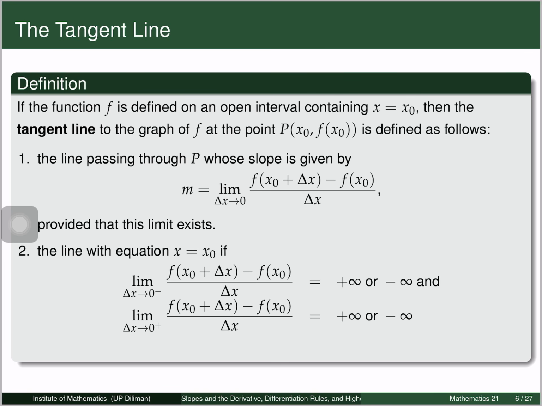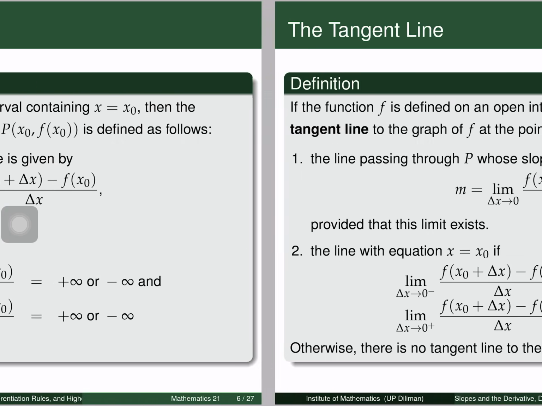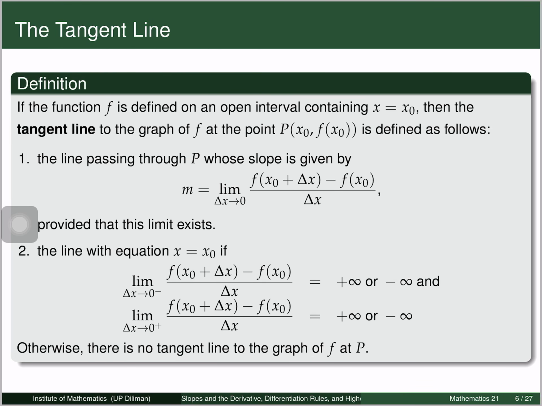If you evaluate the limit of this expression, as delta x approaches 0 from the left at saka right, dapat parehas pupunta yun ng positive or negative infinity. Kung di ito mangyayari yung 1 and 2, wala tayong tangent line sa graph of f at P.